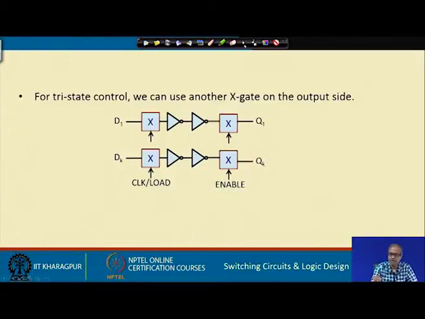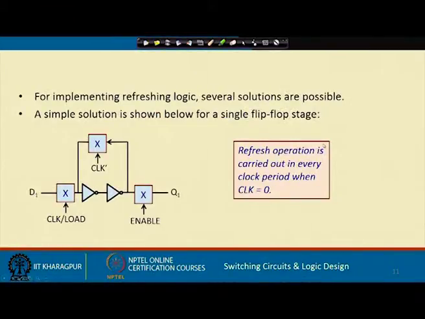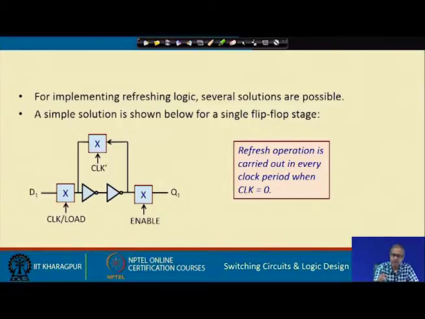Okay. But now the question comes that these charges tend to decay or dissipate. How do you refresh the charge? Because we want to store some data over longer periods of time. So, there are simple ways available for this. Here we are showing one possible solution, and we are showing again a single flip flop stage.